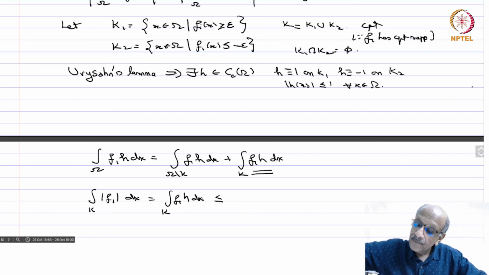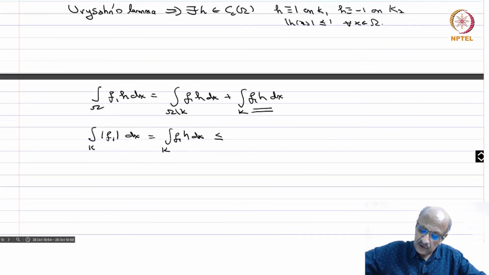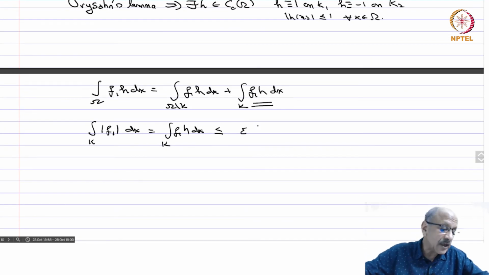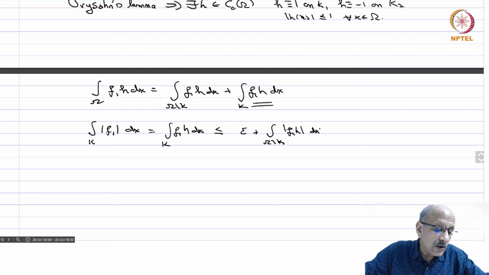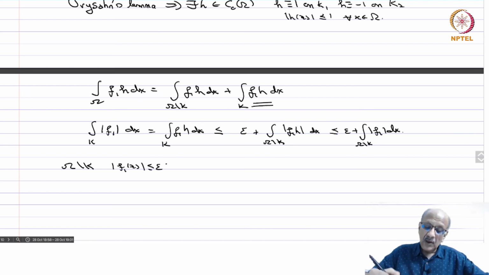Where did we see that? The integral of f1 g is at most epsilon times the norm of g for any continuous function with compact support. So this is less than epsilon times the norm of h in L infinity, which is 1, and then plus the other term, the integral over omega minus k of the modulus of f1 h dx, and that is less than or equal to epsilon plus the integral on omega minus k. Mod h is again less than or equal to 1, so mod f1 dx. But what happens on omega minus k? On omega minus k, mod f1(x) is less than or equal to epsilon, because on k1 and k2 is where it is bigger than epsilon, so here it has to be less than epsilon.